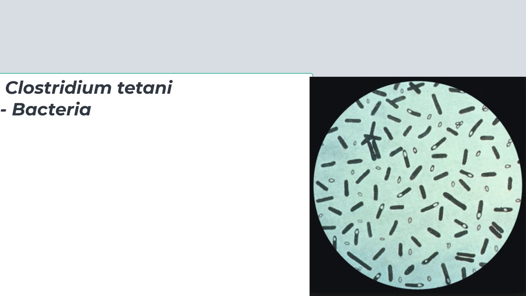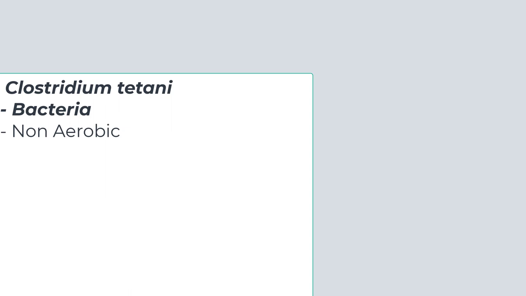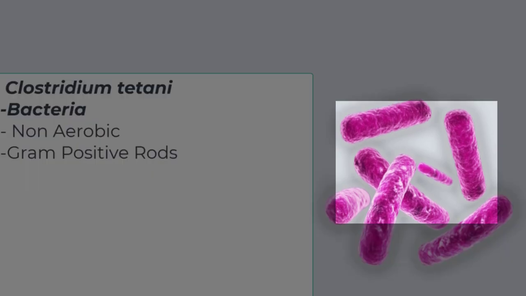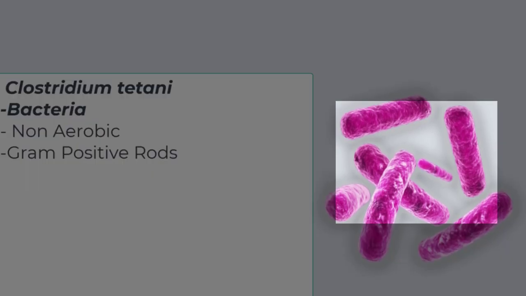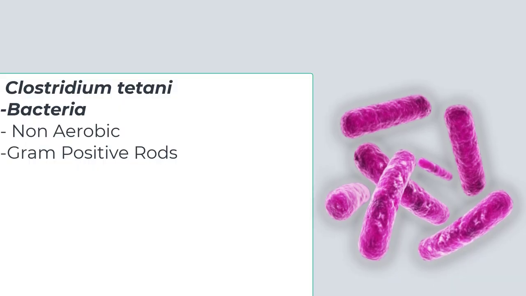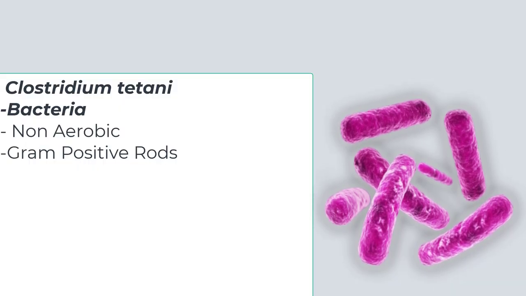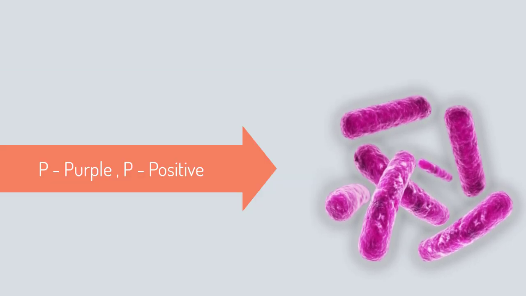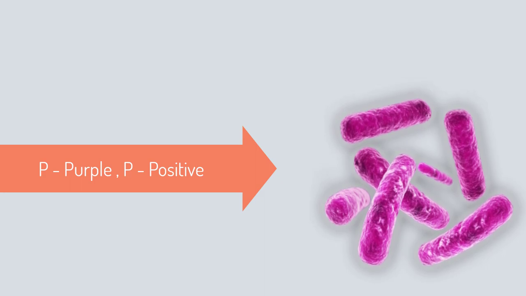Clostridium tetani is a bacteria. It's non-aerobic, that means it does not require oxygen for survival. And if you stain the organism using a gram stain, then it is going to take up the stain, and hence it's called a gram-positive organism. So when you view the organism in a light microscope under the gram staining, you're going to see that the organism appears purple in color because it takes up the gram stain. So, the gram-positive organisms take up the stain and appear purple. P for P. Purple for positive organisms.